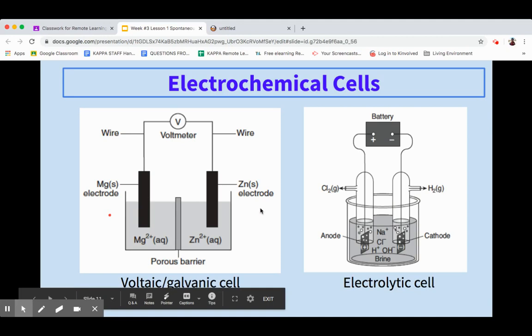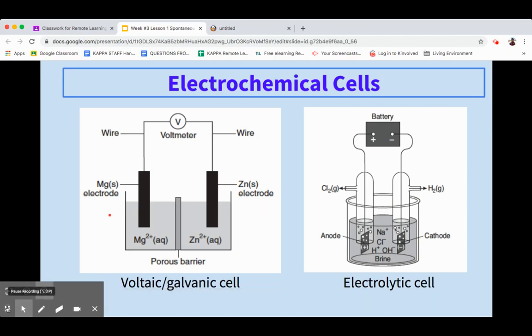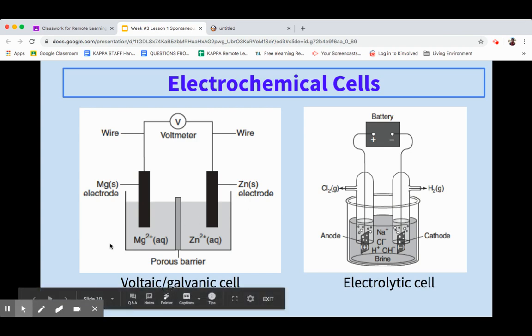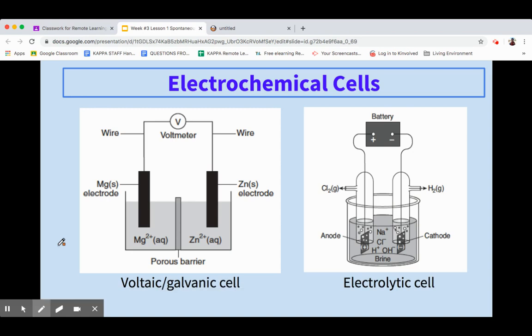Okay, so we looked at one type of cell so far, your voltaic/galvanic cell, which is on the left. And now we're going to look at an electrolytic cell. What do you notice is different or the same between these two cells? Pause the video now and answer this to yourself.